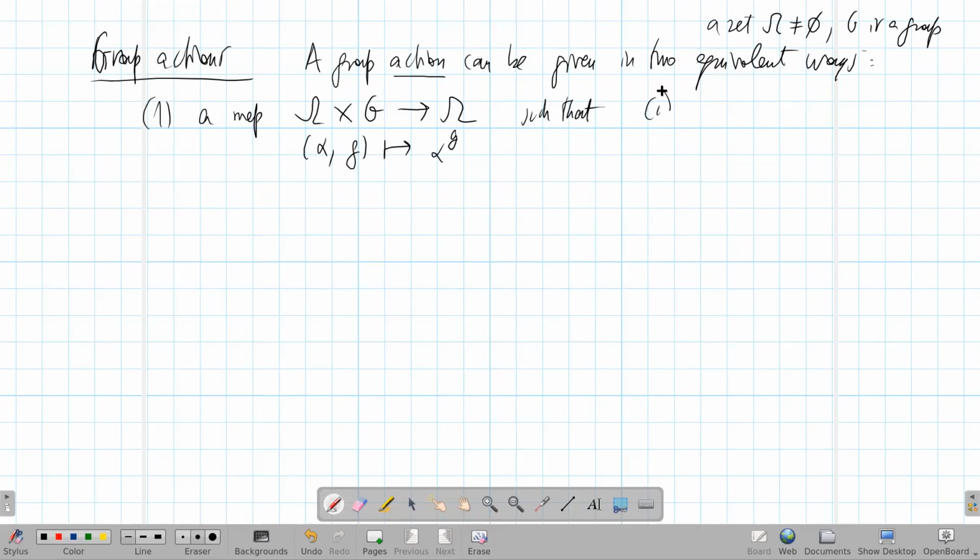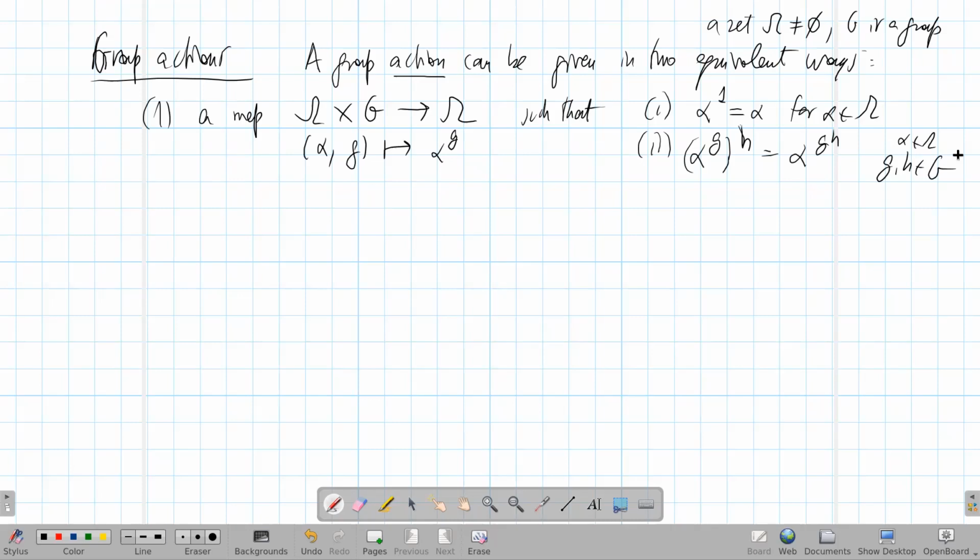And so the first axiom is that alpha to the one, being of course the identity of the group, is alpha for all alpha in omega. And the second one is that if you apply G to alpha and then you apply H, this is the same as applying the product GH to alpha. Okay, so this is a composition of functions. Here alpha is in omega and G, H are in the group, for all, of course.